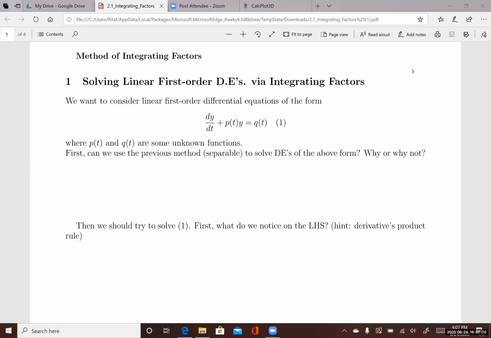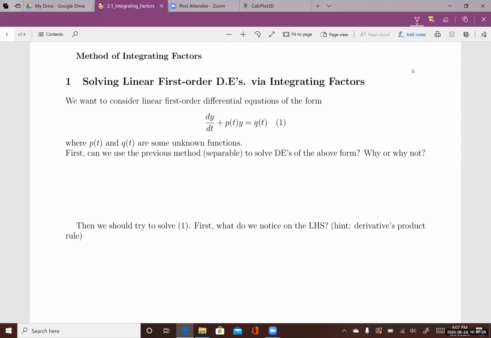This lecture introduces the method of integrating factors, one of the methods that you can use to solve some linear first-order differential equations. All right, first we want to consider a linear first-order differential equation of the form dy over dt plus p(t), which is a function of t, times y equals q(t), which is a function of t.